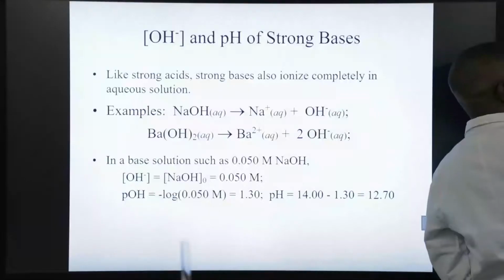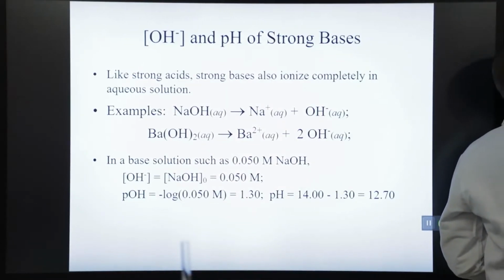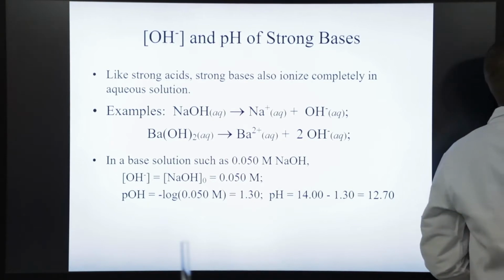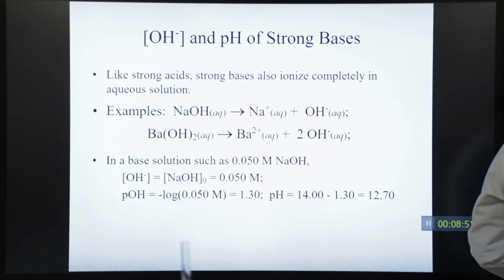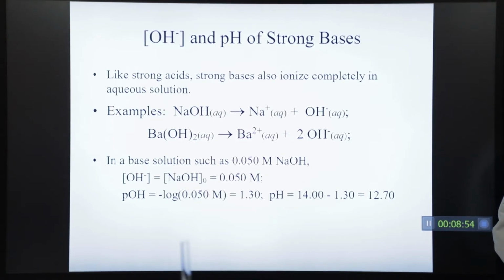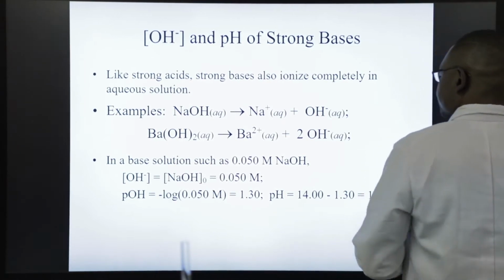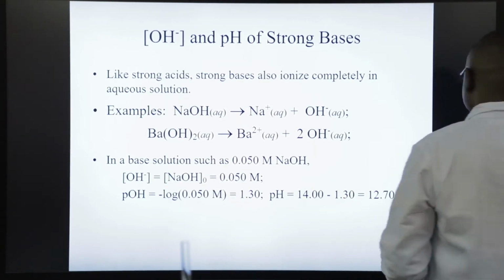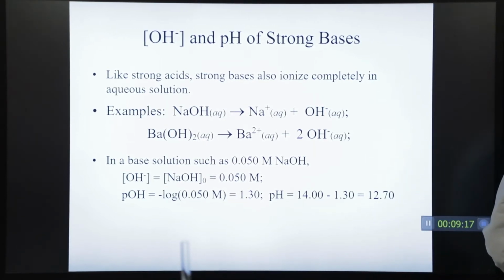this p means minus log. OH is the concentration of OH minus ions. So this turns out to be minus log of the concentration of OH minus, which is equal to 0.05 molar. If you plug this into your calculator, you will see that minus log 0.05 is equal to 1.30.